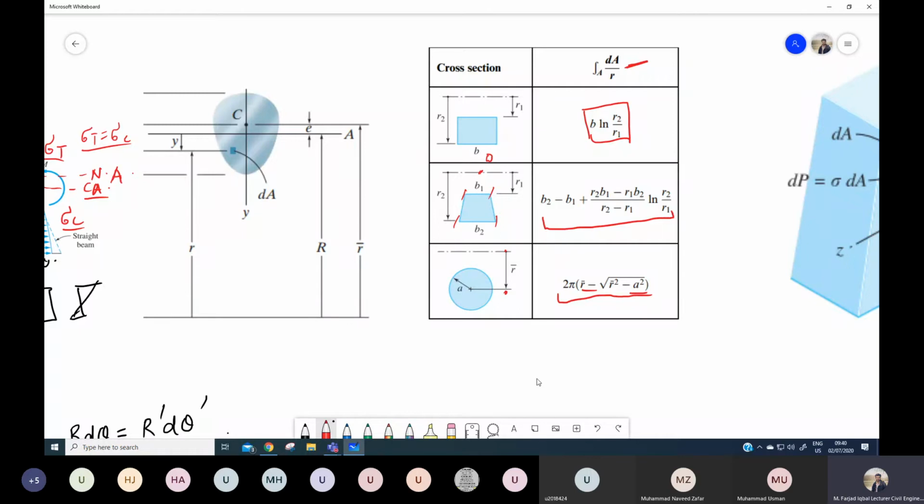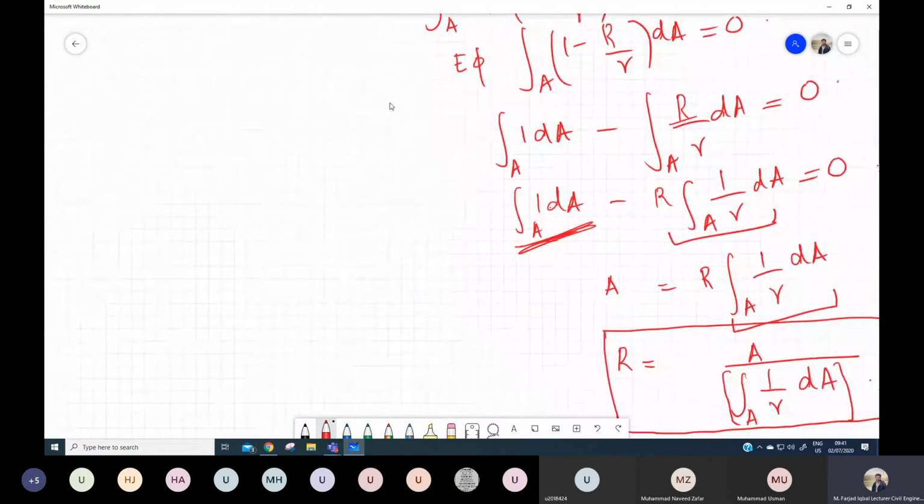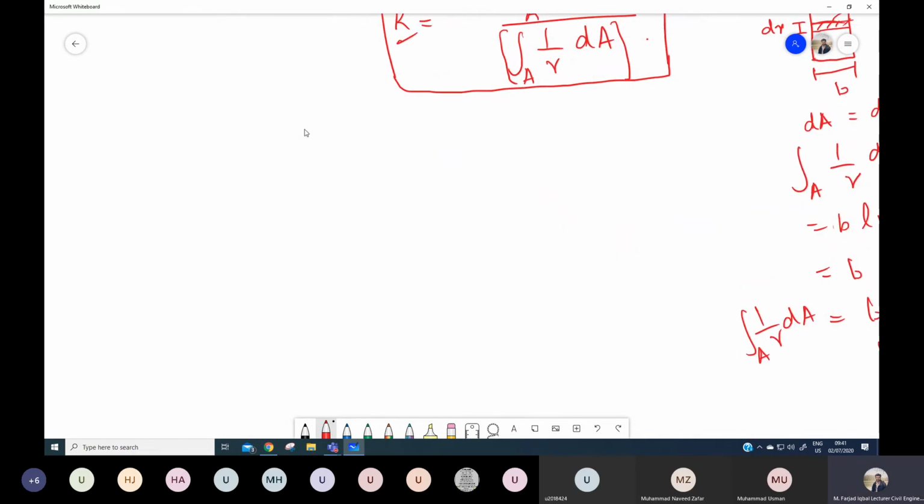To make it easy, there are some tables available for different types of cross section to figure out this whole factor. After calculating this value, we can substitute it into this equation and simply get where our neutral axis is situated. So this is about the location of the neutral axis, and the final thing that we need to do is to correlate the stresses with the moment.